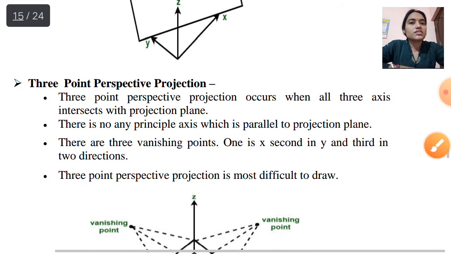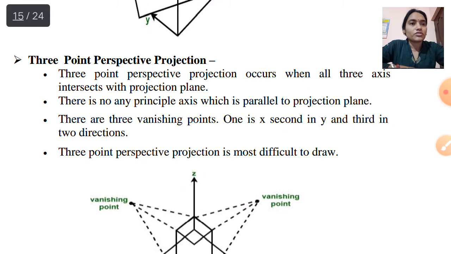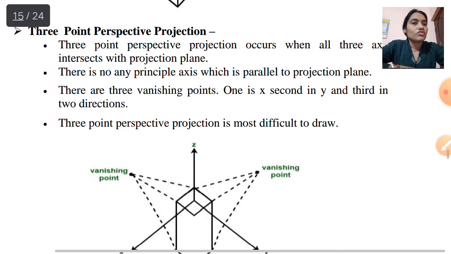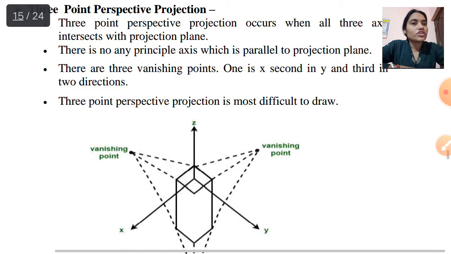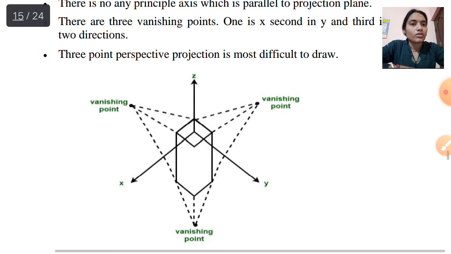Let us discuss 3 point perspective projection. 3 point perspective projection occurs when all 3 axes intersect the projection plane. There is no principal axis which is parallel to the projection plane. There are 3 vanishing points, one in x, second in y, third in z direction. 3 point perspective projection is the most difficult to draw.